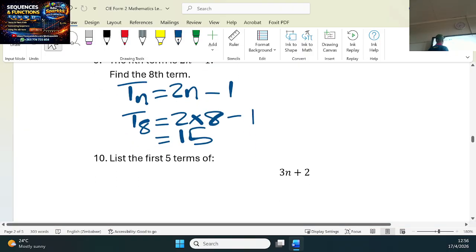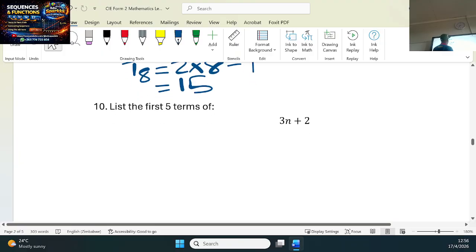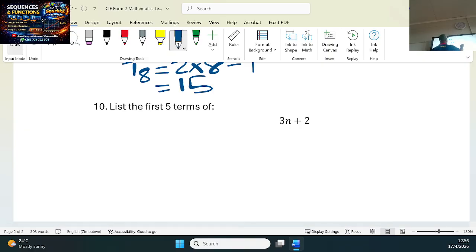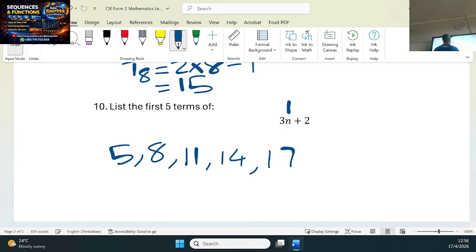So moving to number 10, list the first 5 terms of that particular rule. So we know positions, they are in natural form, starting with 1. So 3 times 1, 3 plus 2, it gives us 5, followed by 3 times 2, that's 6 plus 2, 8. Then 3 times 3, that's 9 plus 2, 11. Then we check there, it looks like we are adding 3 all the while. So if I add 3 there, it gives me 14, 17. Then I put three dots to say it continues like that.